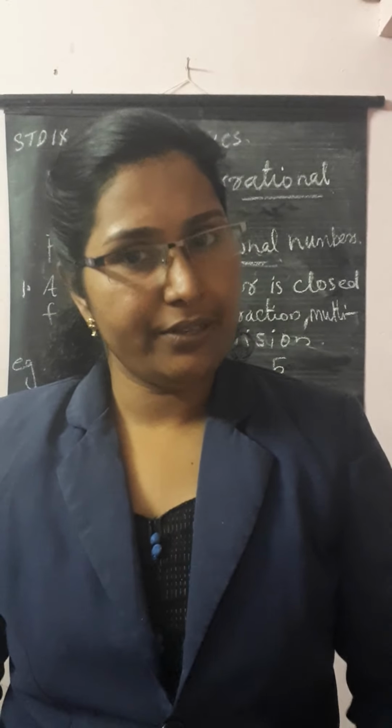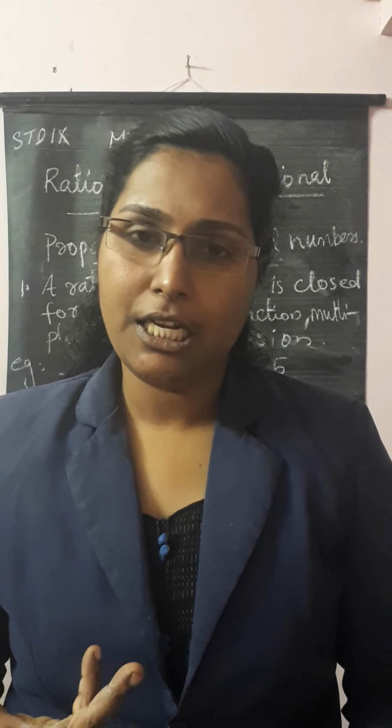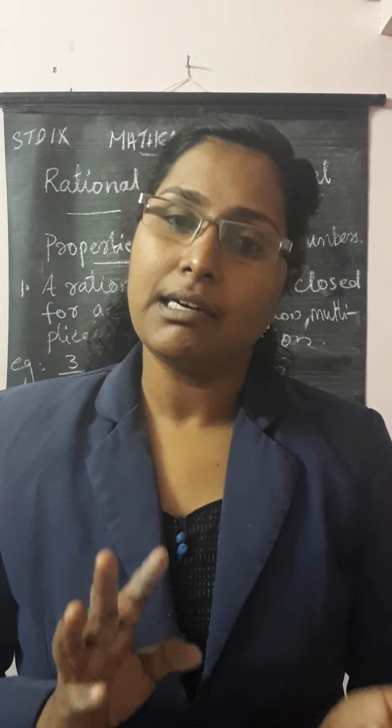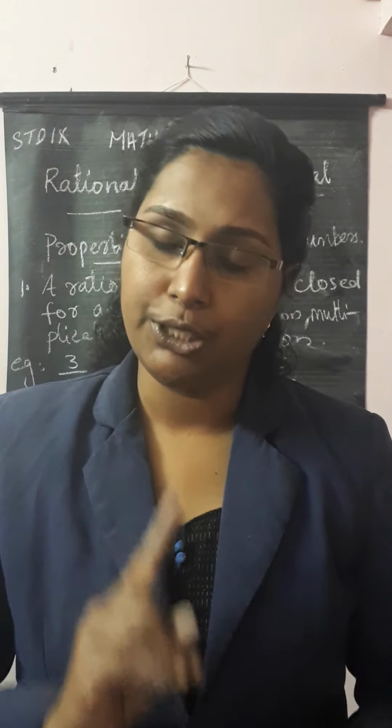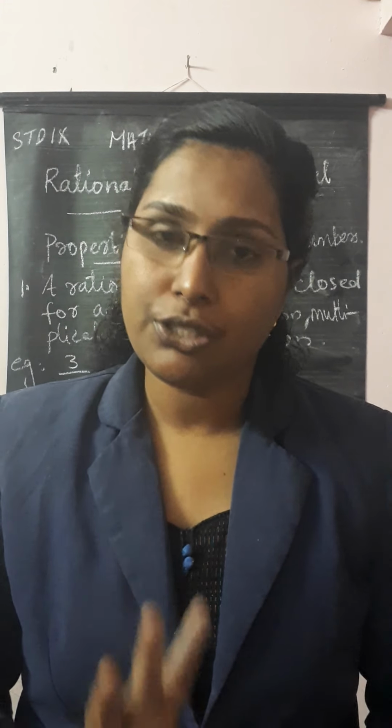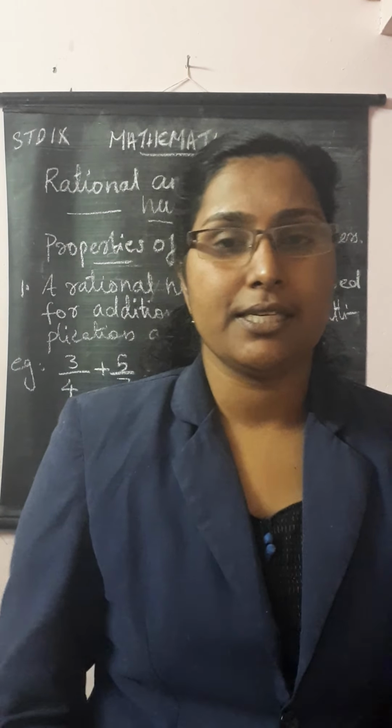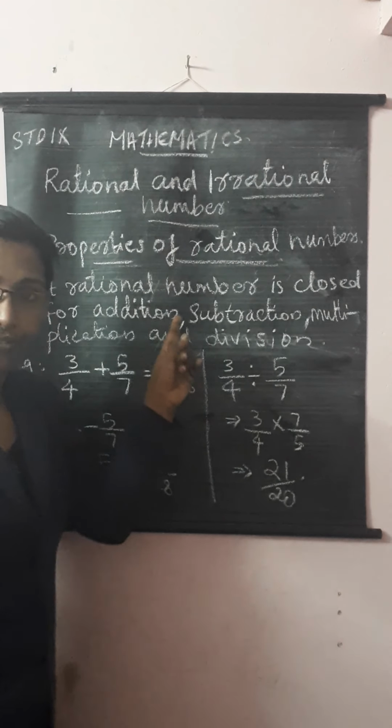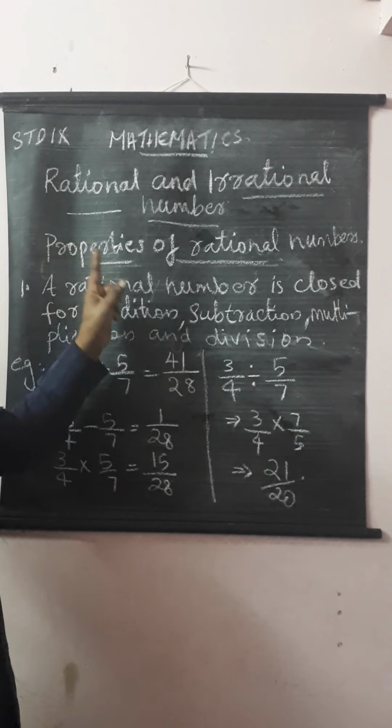Examples of rational numbers are 1 by 2, 3 by 4 or 5 by 7, etc. You can write any fraction, that is a rational number. One thing, the denominator is not equal to 0. Next, we are going to discuss some properties of rational numbers.